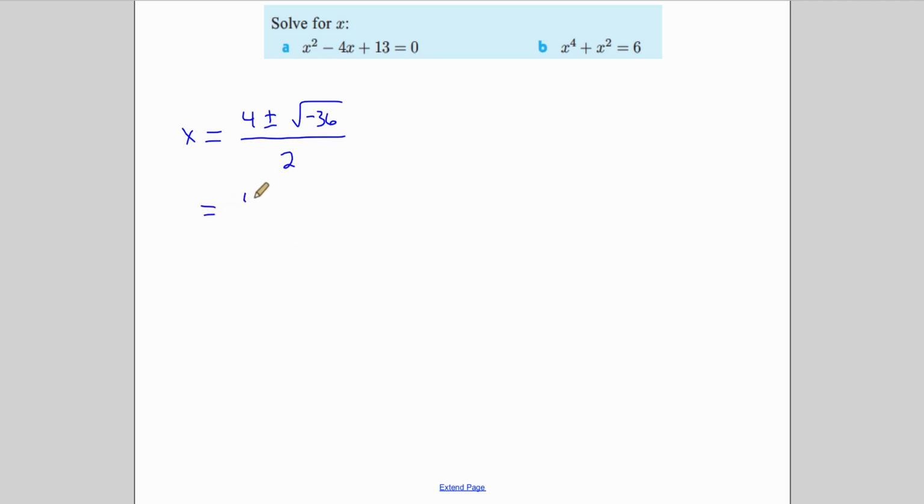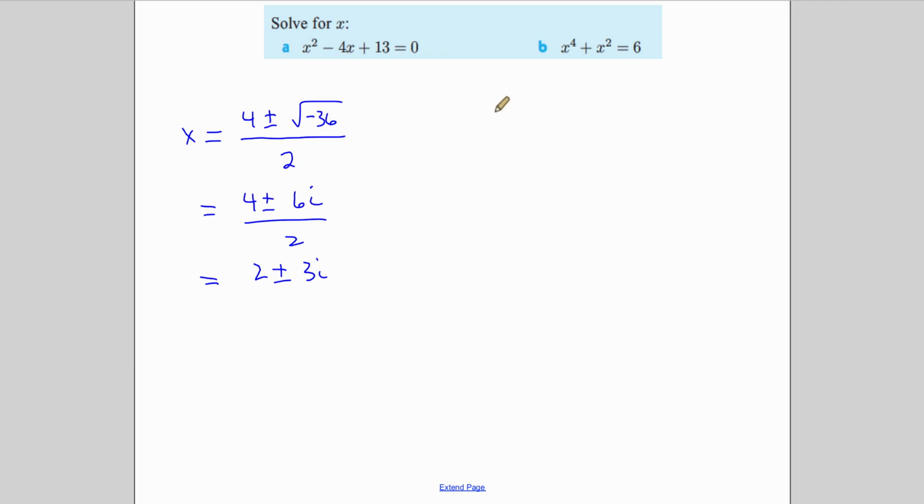This happens to be quite the nice perfect square. So this is going to be 4 plus or minus 6i over 2, which we can rewrite as, let's see, 2 plus or minus 3i. So again, we have 2 complex solutions. You could write them individually as well, but this is fine too.